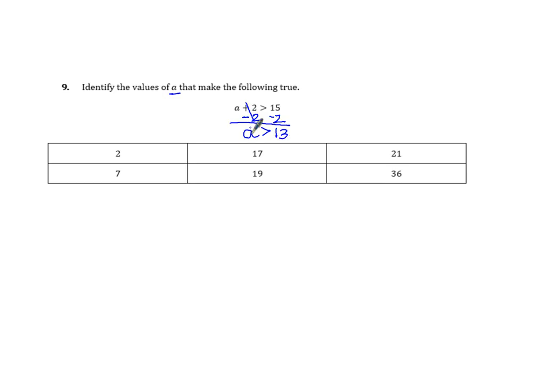So basically all that means is you want to look in this table and get rid of the values that are not greater than 13. So we know 2 is not greater than 13, 7 is not greater than 13, 17, 19, 21, and 36 are all going to be values that make this true for A. So 17 is greater than 13, and so on.